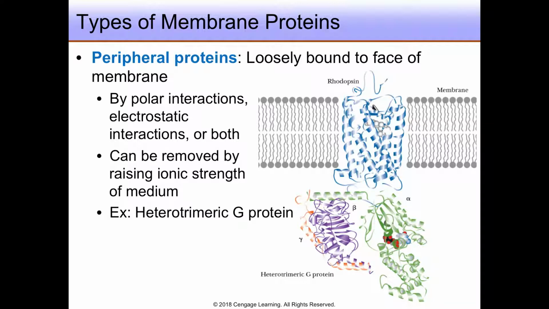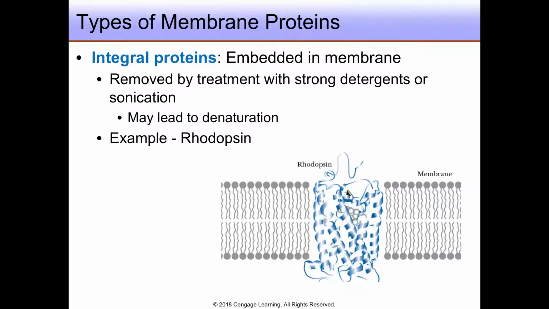An example shown here is a heterotrimeric G protein containing alpha, beta, and gamma subunits and associated with the membrane-bound protein rhodopsin. Rhodopsin itself represents another class of membrane-bound proteins, integral proteins. These are actually embedded in the membrane, that is, crossing through both layers of the lipid bilayer and having regions extended to both the external and internal membrane faces.